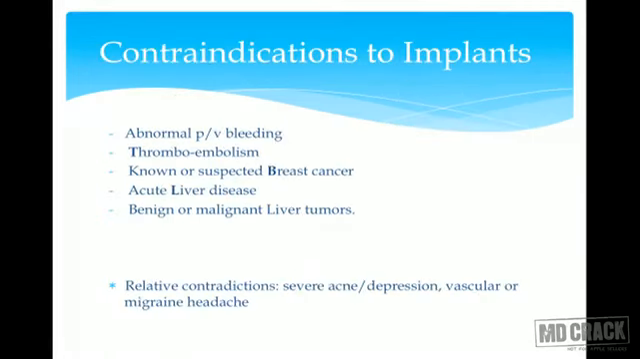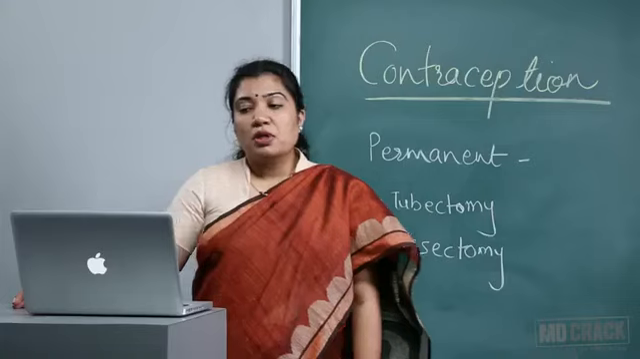What are the contraindications for implants? If there is any irregular PV bleeding, we should not go for these implants, because we don't know whether it is because of the implant or because of any other existing pathology. Thrombophlebitis. Then if there is any family history or known breast disease in that female or any suspected breast cancer, then this should not be used. Acute liver diseases, again a contraindication.